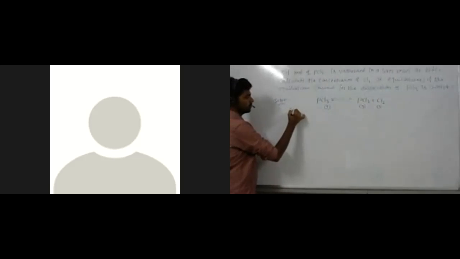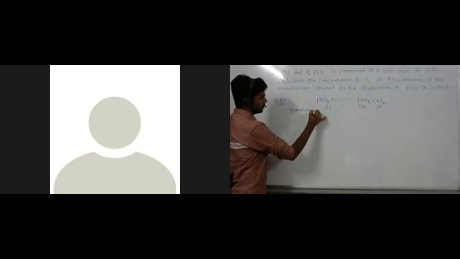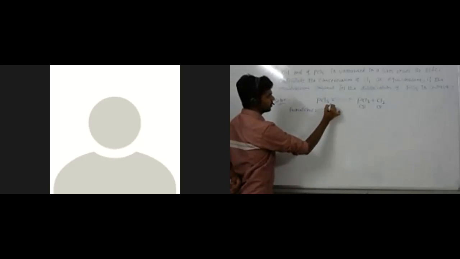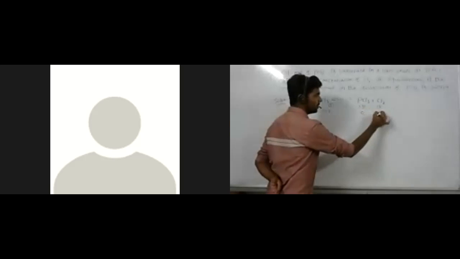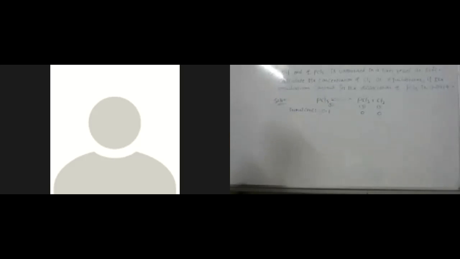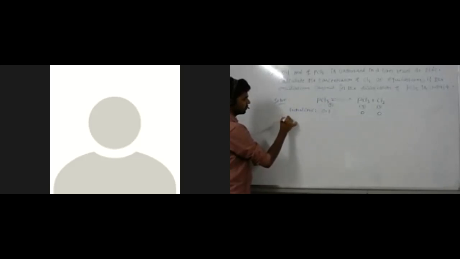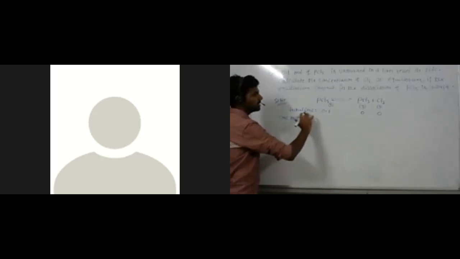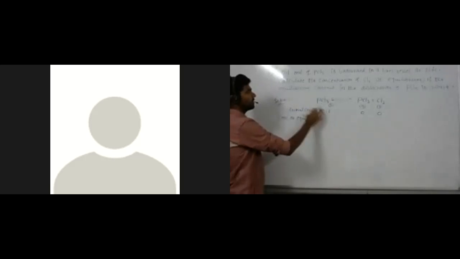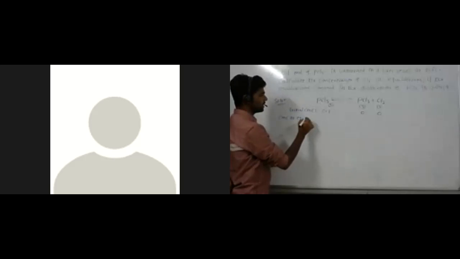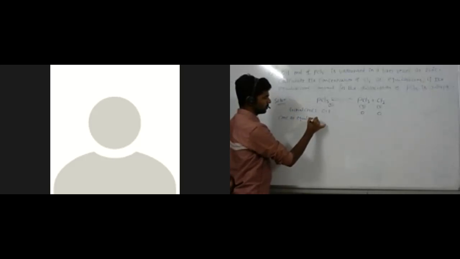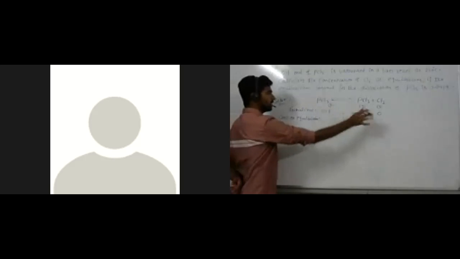Now we'll see the initial concentration. The initial concentration of reactant is 0.1 mole. Reaction has not proceeded, so in such a case the products are taken as 0 mole, 0 mole. Why are you taking 0? Because at the initial stage the reaction has not proceeded, so the concentration of PCl5 is 0.1 and the products are 0. Initially we always write just the reactant concentration; product is always 0 in the initial stage.